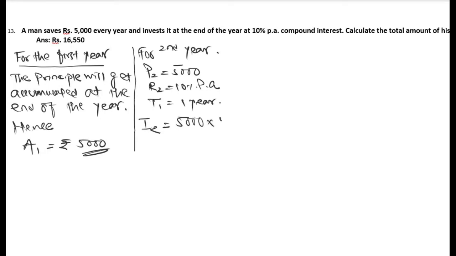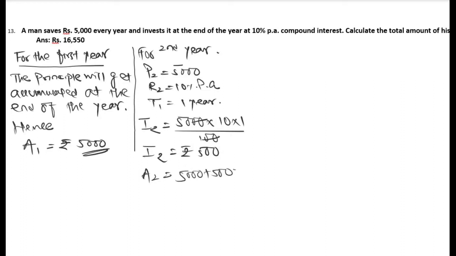5,000 into 10 into 1, the whole upon 100. So I2 is equal to rupees 500. Right? This is the interest for the second year. Now what will be the amount at the end of second year? Amount will be 5,000 plus 500, that is rupees 5,500. This is the amount at the end of second year.